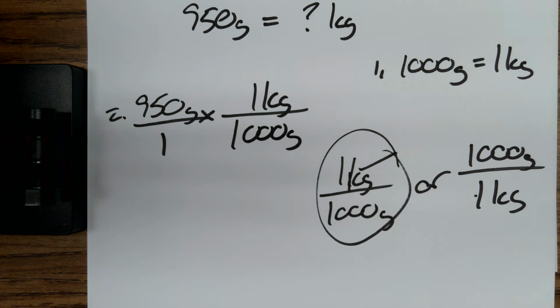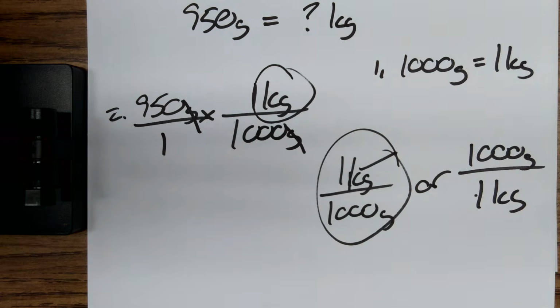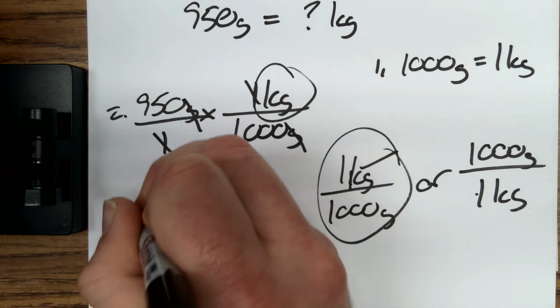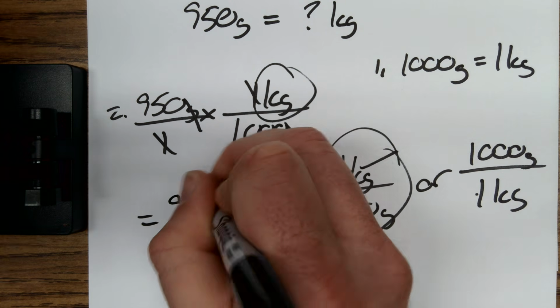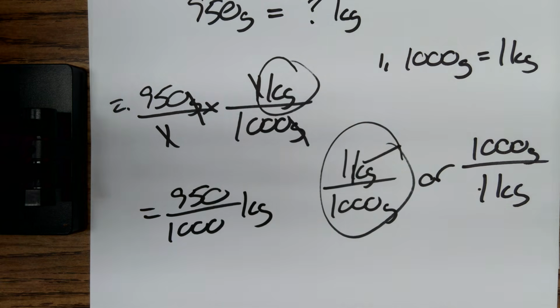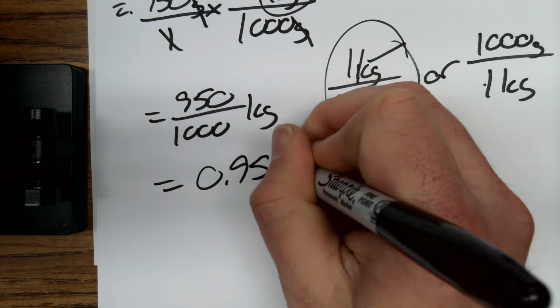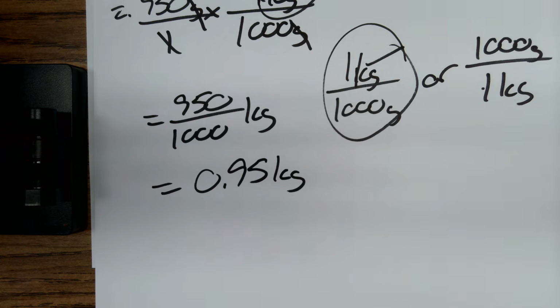Now, step 3, my last step, I multiply through. My grams cancel each other out. My final answer is going to be in kilograms. Technically, I count out the ones. So now it's just 950 divided by 1,000 kilograms, which equals 0.95 kilograms.